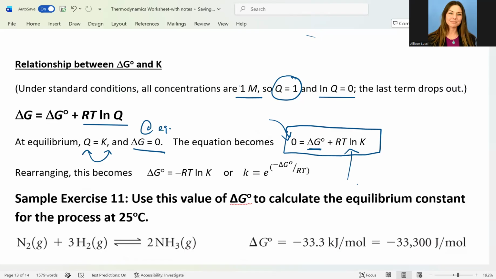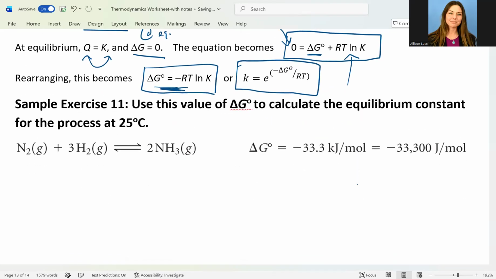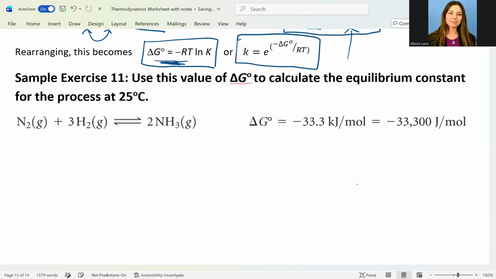So now that we have this new equation, we can rearrange it and get this form here. And then if needed, we can rearrange this form to solve for K. So that's what we're going to do in this problem. Sample exercise 11, using the value of delta G, we're asked to calculate our equilibrium constant. So we're going to solve for K.